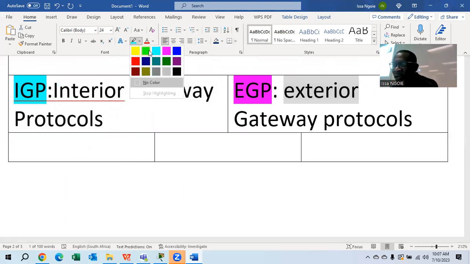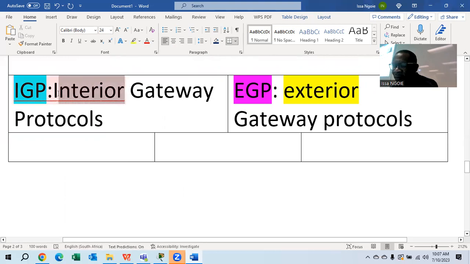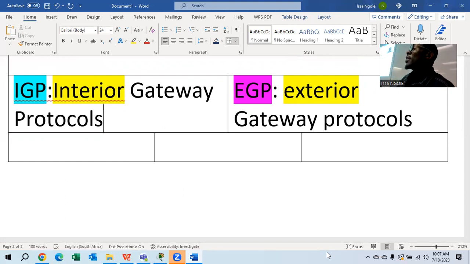It's this word, like exterior. So when we are talking about dynamic routing protocol, you have to understand that there are 2 types. There is what we call interior gateway protocols and exterior gateway protocols, right?